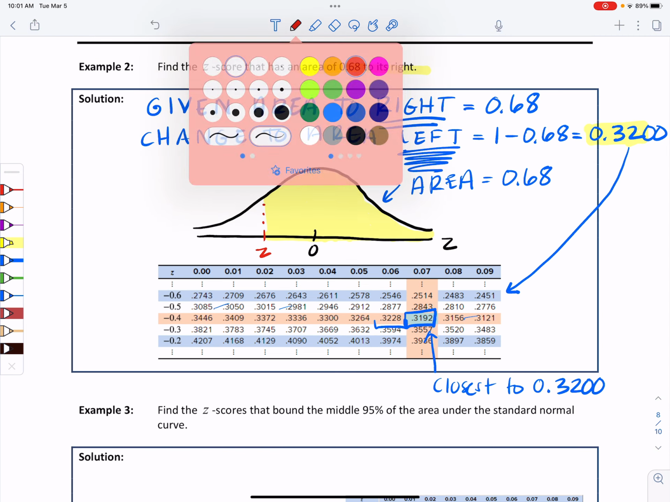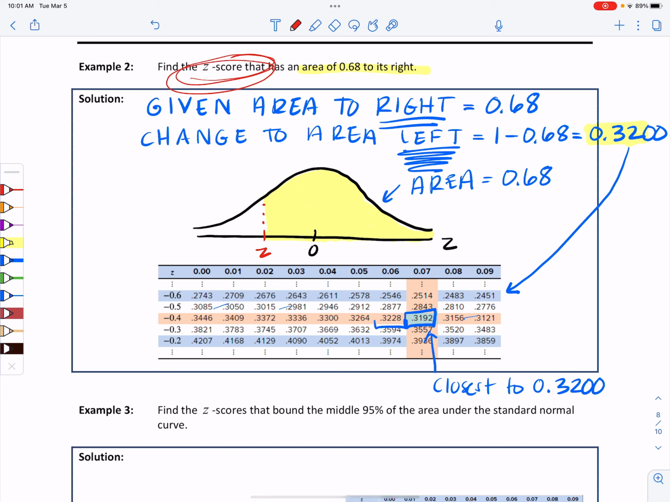Then you just have to remember you're looking for z. So once you find that closest area, you're not done. You will use the corresponding row to get z to 1 decimal place, negative 0.4, and the column will give you the second decimal place. So the z-score with an area to its right of 0.68 is negative 0.47.